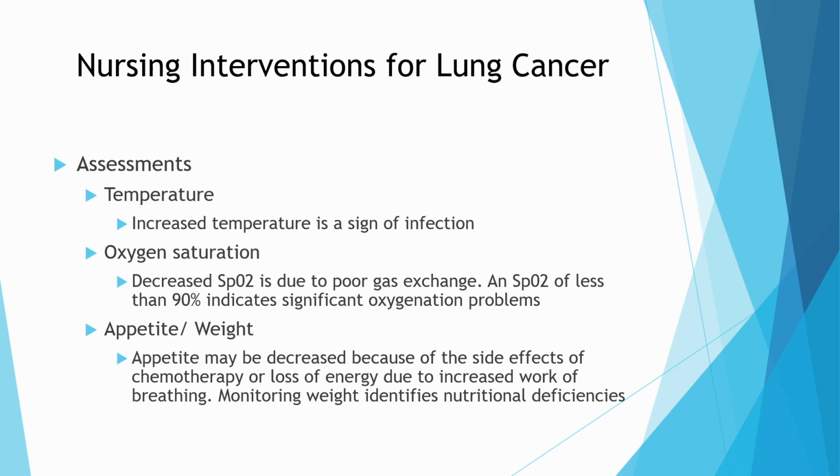Nursing interventions for lung cancer. We are going to assess. We are going to start with temperature. Increased temperature will be a sign of infection. Oxygen saturation. Decreased SpO2 is due to poor gas exchange. An SpO2 of less than 90% will indicate significant oxygen problems. And then appetite and weight. Appetite may be decreased because of the side effects of chemotherapy or the loss of energy due to the increased work of breathing. So monitoring weight will identify any nutritional deficiencies.